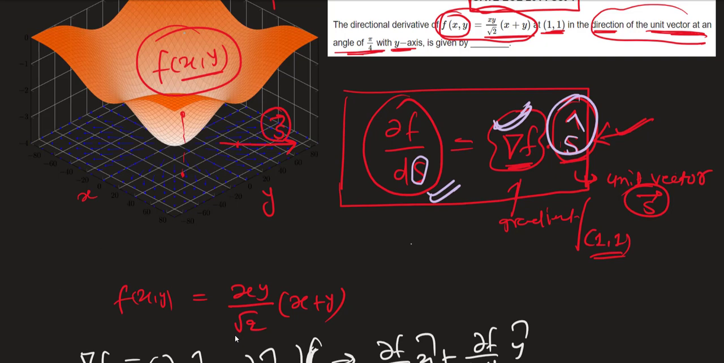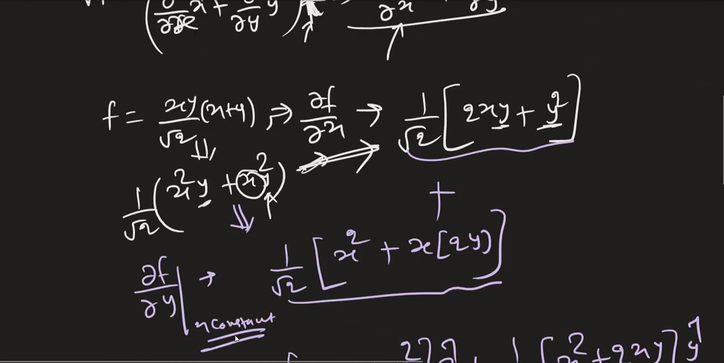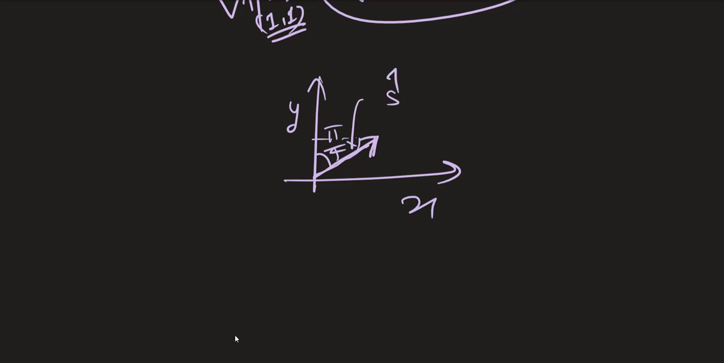So we are given the direction as the direction of the unit vector at an angle of pi by 4 from the y-axis. So at pi by 4 angle from the y-axis, and direction is given by the unit vector in this direction. So this is our s cap, because this is given as a unit vector and the angle is pi by 4 from the y-axis. This is given in the question.